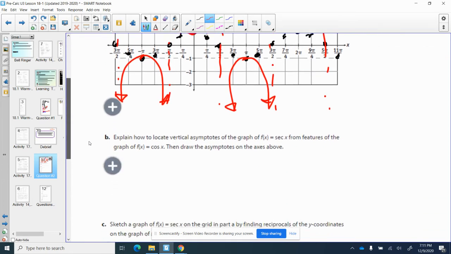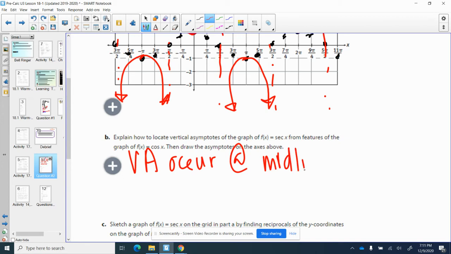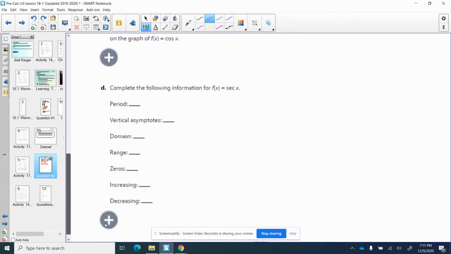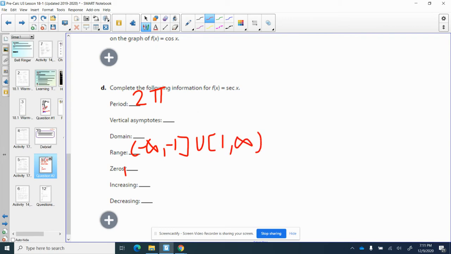Now, again, the vertical asymptotes occur at your midline, whenever we're touching that, or in this case, aka 0, or the x-axis. And most of the information here is the same as the last in that it's going to have a period of 2 pi, and the domain we'll talk about in a second. The range, again, is from negative infinity to -1, or 1 to positive infinity. Again, there are no zeros because we have those undefined points.